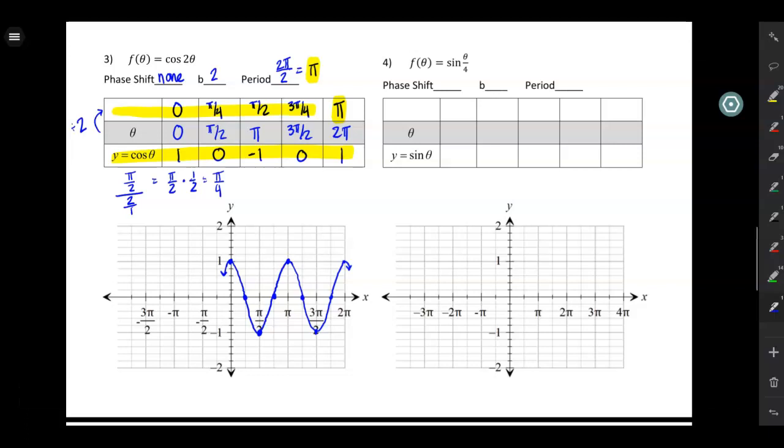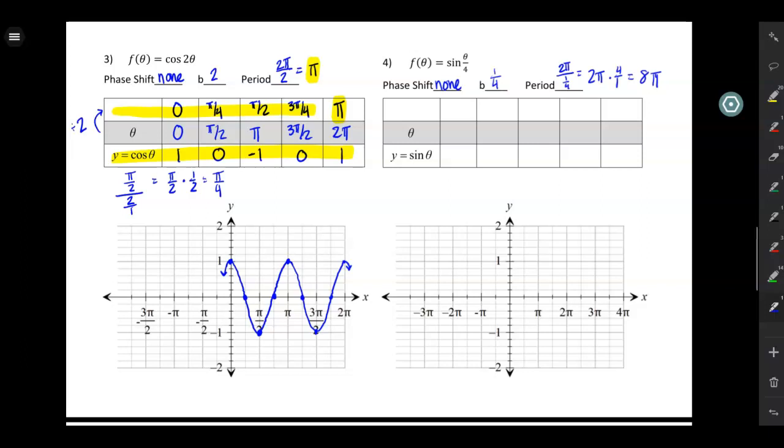All right, let's take a look at number 4. So my phase shift here is none because I'm not adding or subtracting anything from the theta. My b is 1/4. So think about the fact that since I'm dividing theta by 4, it's the same thing as multiplying by 1 over 4. So my period is 2 pi over 1/4. And here I'm going to think about dividing by 1/4 as the same thing as multiplying by its reciprocal, which is 4 over 1. So my period is going to be 8 pi. Okay.